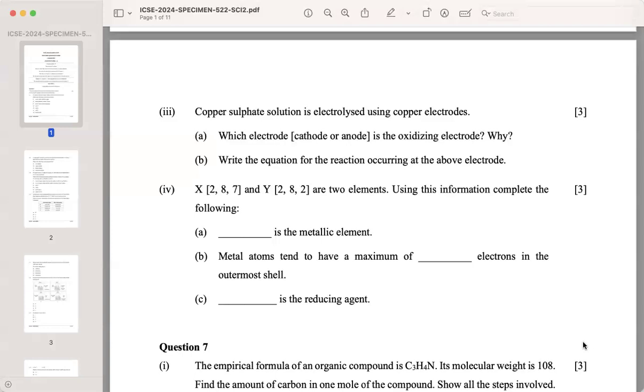Then metal atoms tend to have a maximum of 2 electrons in the outermost shell. C, dash is the reducing agent, X is the reducing agent.